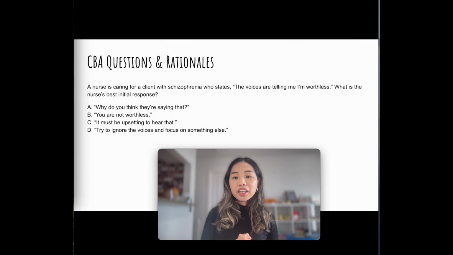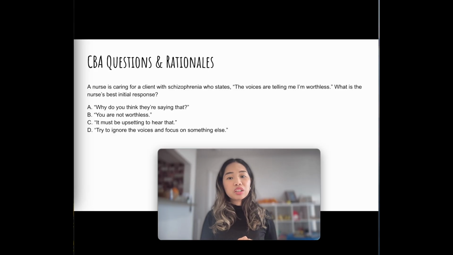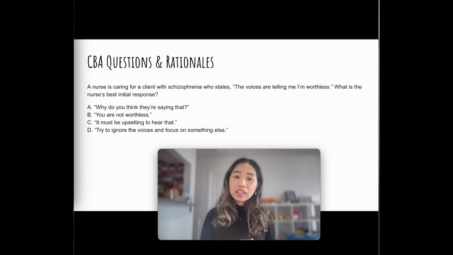A nurse is caring for a client with schizophrenia who states, the voices are telling me I'm worthless. What is the nurse's best initial response? A, why do you think they're saying that? B, you are not worthless. C, it must be upsetting to hear that. Or letter D, try to ignore the voices and focus on something else.